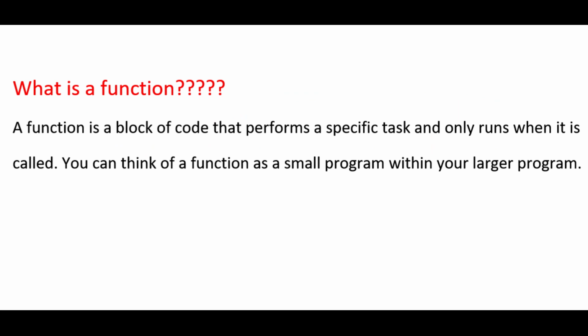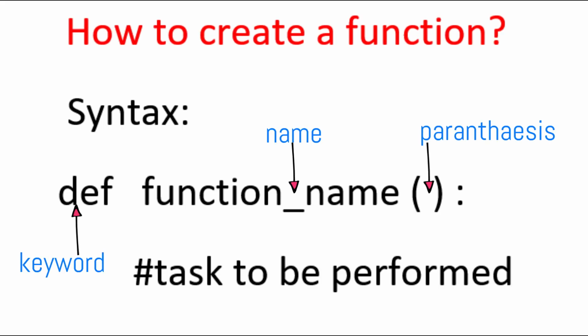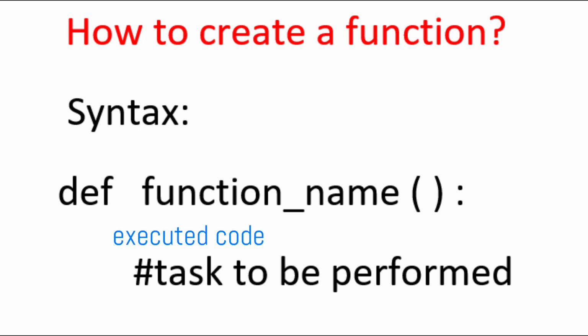First, let's define what a function is. A function is a block of code that performs a specific task and only runs when it is called. You can think of a function as a small program within your larger program. In Python, we create a function using the def keyword, followed by the name of the function, a set of parentheses, and a colon. The code that makes up the function goes inside the indented block that follows.